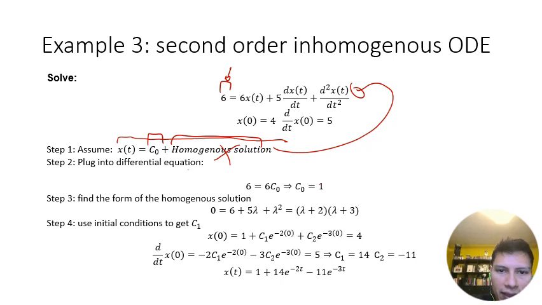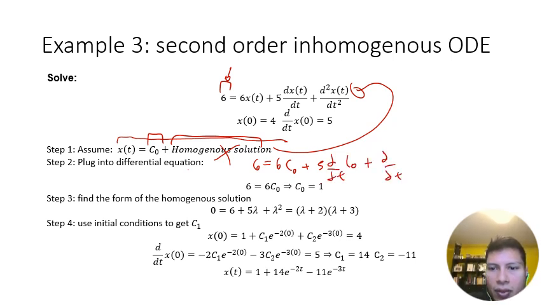So we're going to get basically 6 is equal to 6c0 plus 5 times d/dt of c0 plus d/dt squared of c0. Well, the derivative of a constant is 0, and the second order derivative of a constant is 0, so we're just going to get 6c0. And so that's going to give us that c0 equals 1, which is what I wrote here.